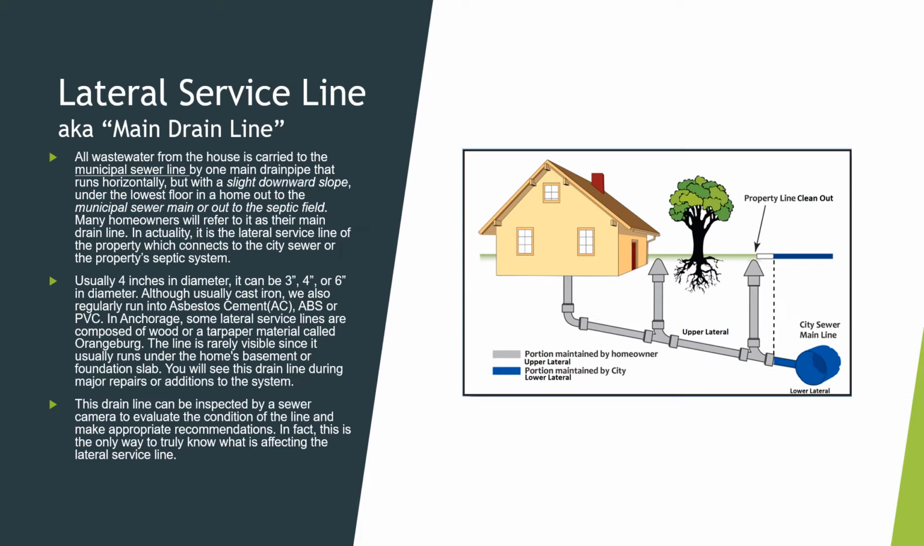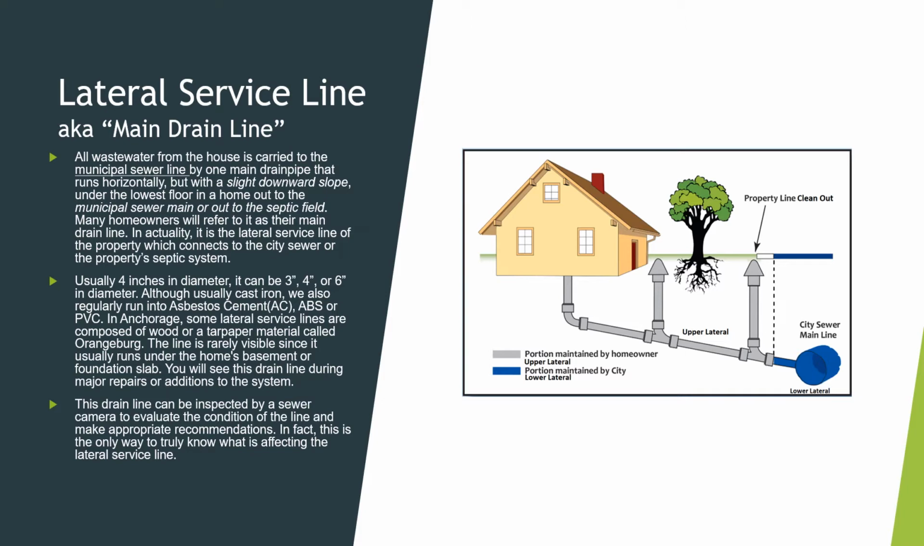The lateral service line, also known as the main drain line by many homeowners. All wastewater from the house is carried to the municipal sewer line by one main drain pipe that runs horizontally but with a slight downward slope under the lowest floor in a home out to the municipal sewer main or out to the septic field. Many homeowners will refer to it as their main drain line. In actuality, it is the lateral service line of the property which connects to the city sewer or the property septic system. Usually 4 inches in diameter, it can be 3, 4, or 6 inches in diameter.